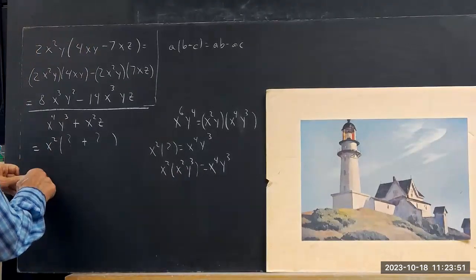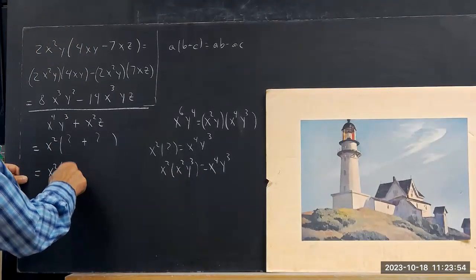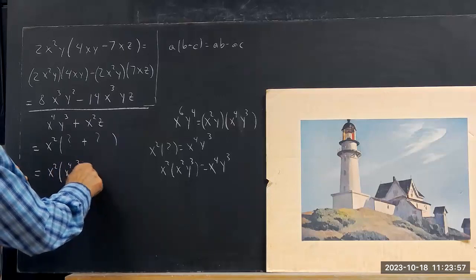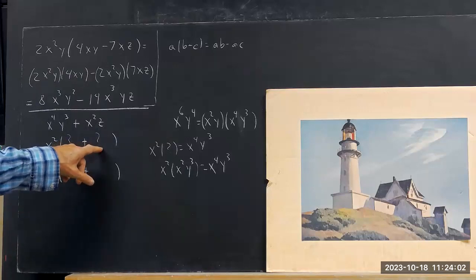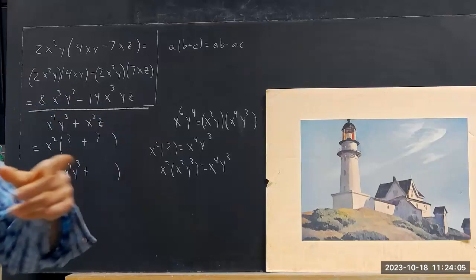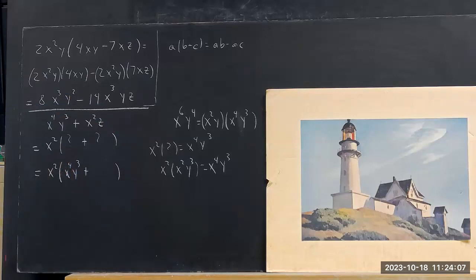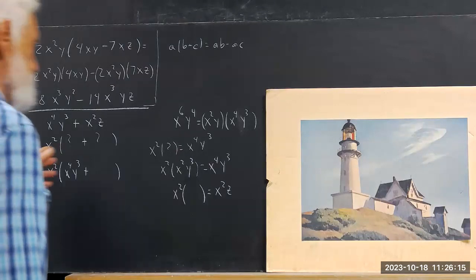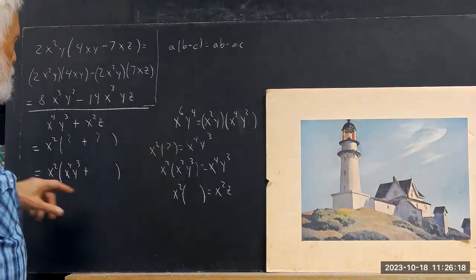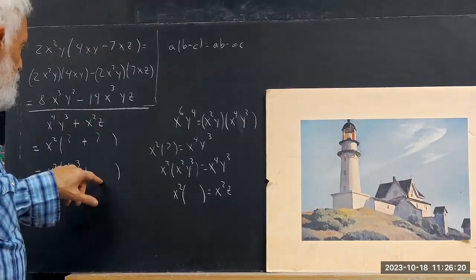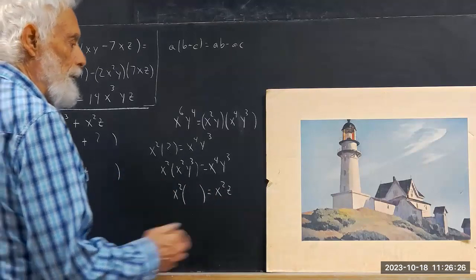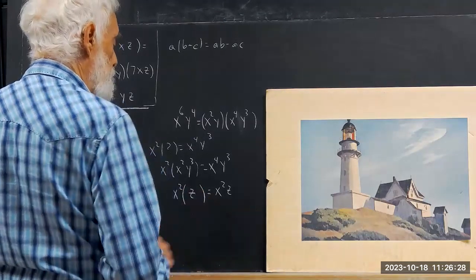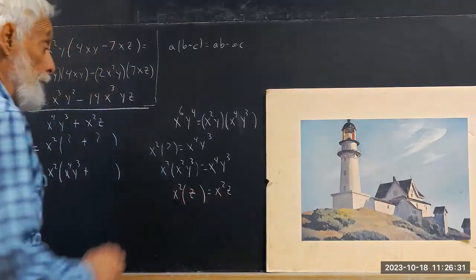So here I can say that this is x squared times x to the fourth, y cubed plus, okay, well now what do I need to multiply by x squared here to get x squared z? Can you write that down? Okay, so we can isolate this. X squared times what equals x squared z. And the answer is fairly simple. If you multiply x squared by z, you get x squared z. You don't need an x here.